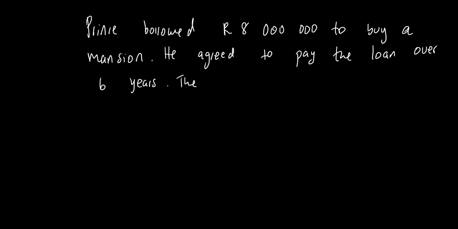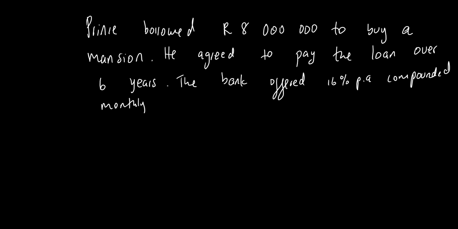The bank offered 16% per annum, such a huge interest, compounded monthly. So now they ask you: number 1, calculate his monthly installments.